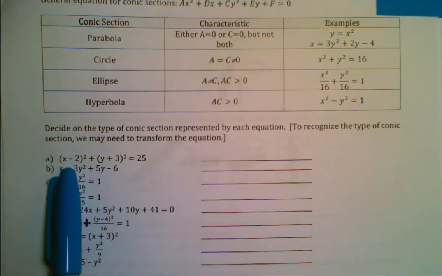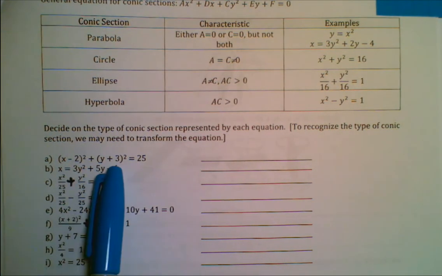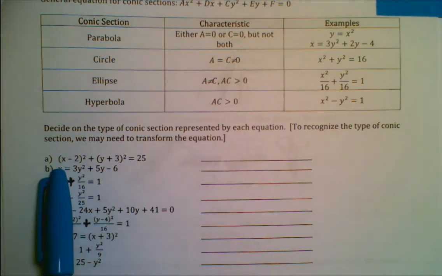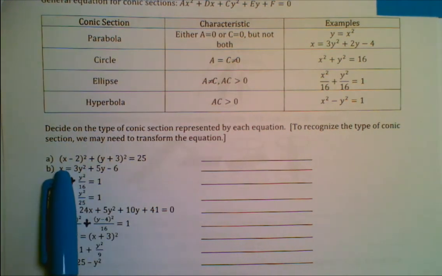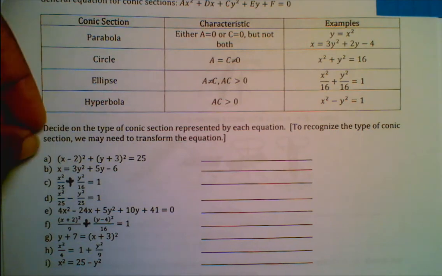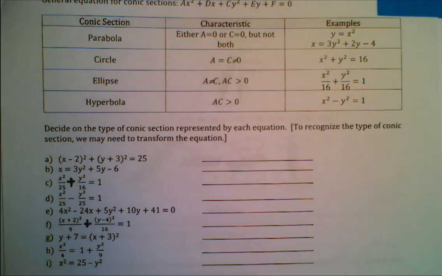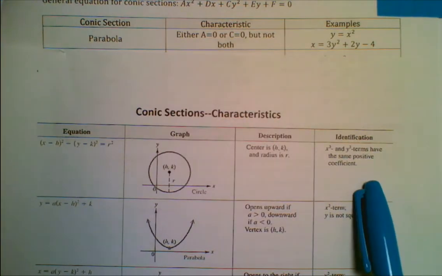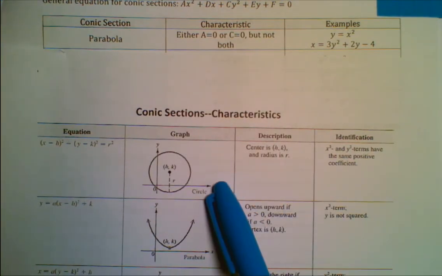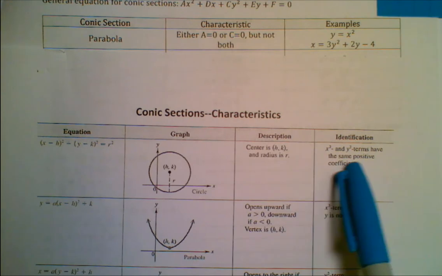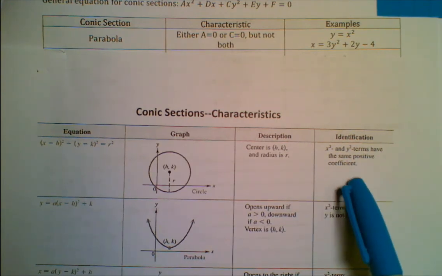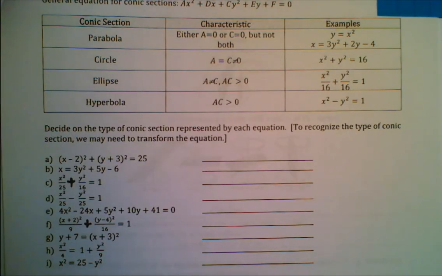What I notice here is that the x squared term and the y squared term are both positive, and the coefficients of x and y are 1. They're the same. And to determine if it's a circle, the x squared and y squared terms have the same positive coefficients. So here we have a circle.